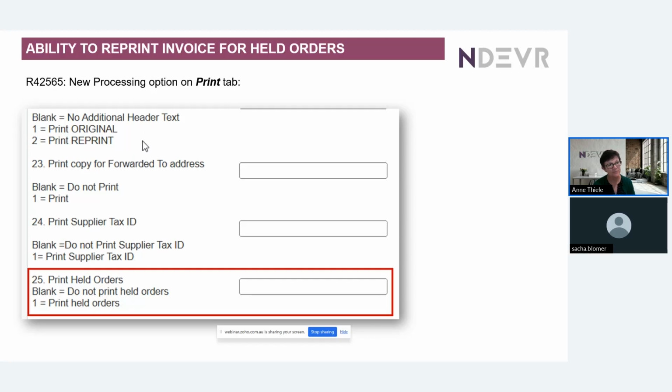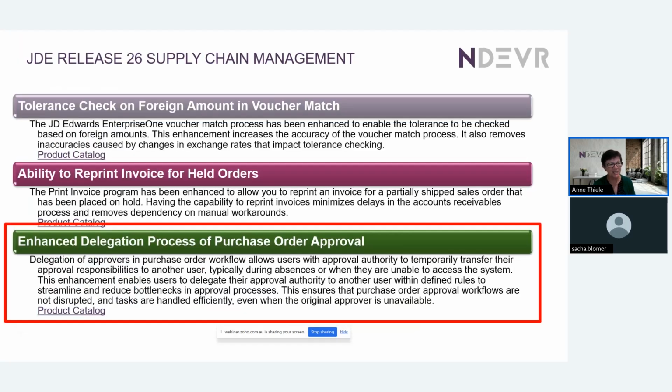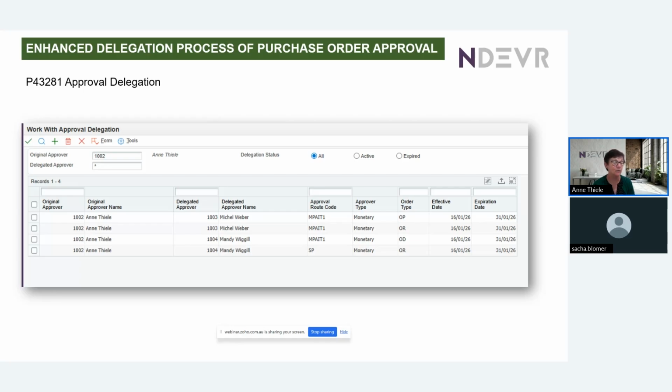Quite straightforward. The third one in the supply chain is the enhanced delegation process for purchase order approvals. Anybody who is running procurement in JD Edwards will be really pleased to see this enhancement. Instead of just delegating approval like we've always had to do in JDE and then remember who you delegated it to and then delegate back again, if you remember, it was really very basic. And it just moved everything across and moved it back without any record or anything. What we've got now is an approval delegation with effective and expiry dates for starters.